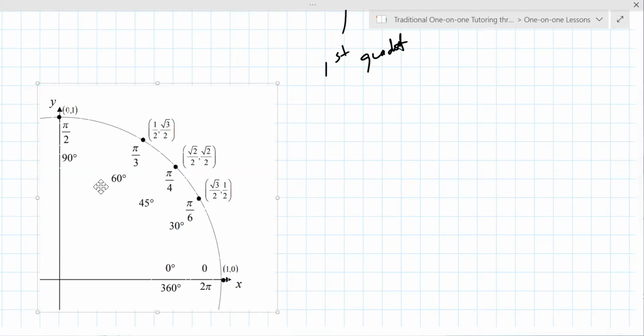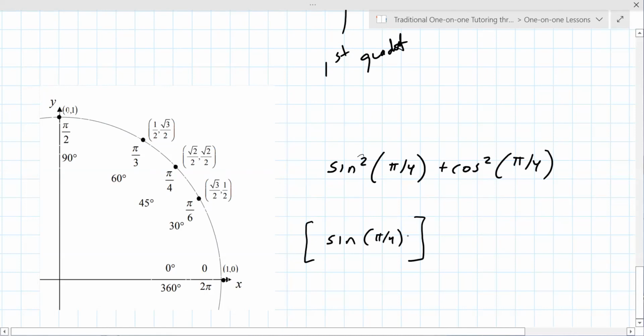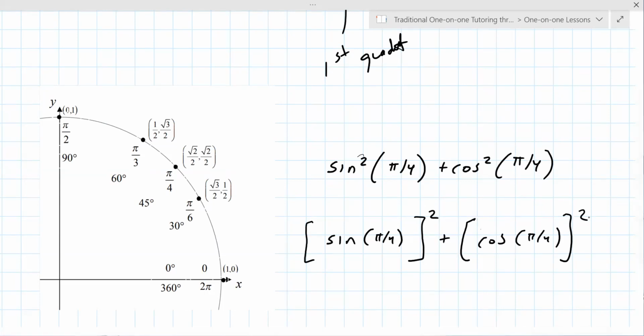All right, so let's try sine squared pi over 4 plus cosine squared pi over 4. I mentioned this last time, when you see the 2 here, what that really is, you find the sine of pi over 4 and then you square it. Same thing here, the cosine of pi over 4 and then you square it. Will you go ahead and try to find the value of that for me, please?